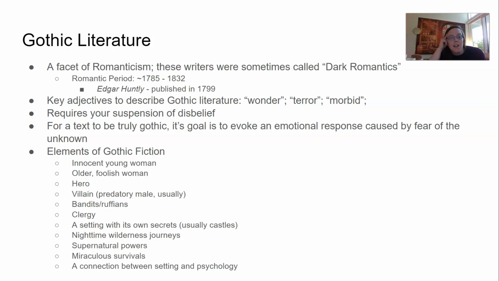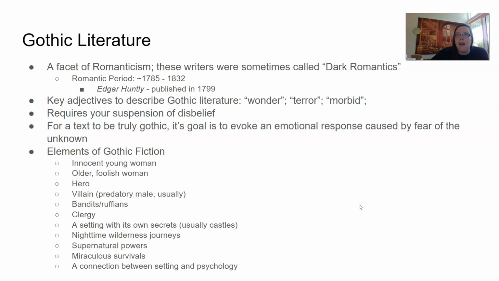But as long as the setting has its own secrets, it doesn't necessarily have to be a castle. And we'll talk about that in just a minute. Nighttime wilderness journeys fits perfectly with what we're reading. Supernatural powers, miraculous survivals, and a setting and psychology connection.